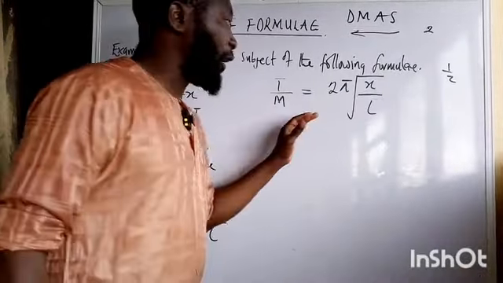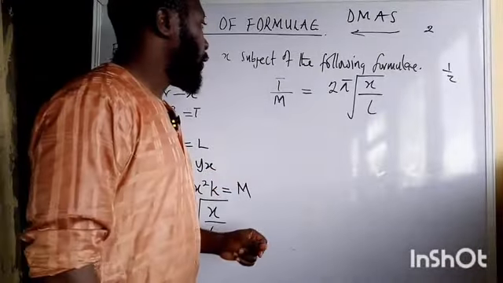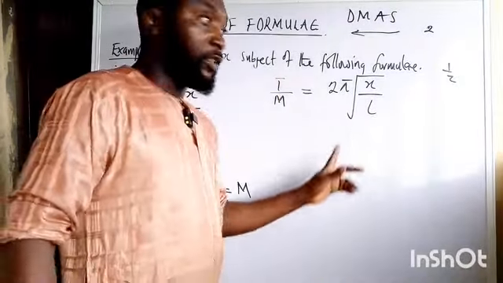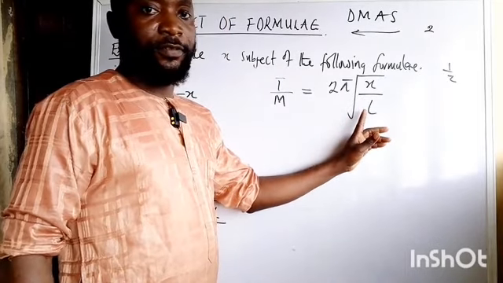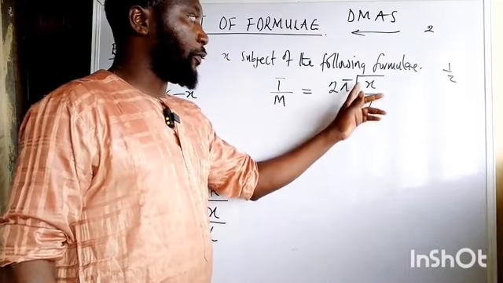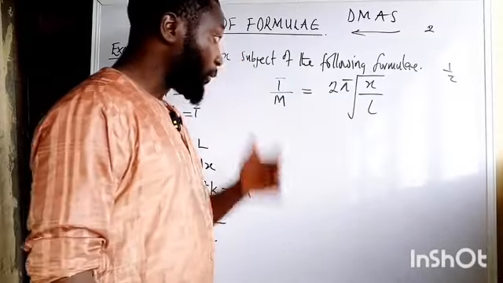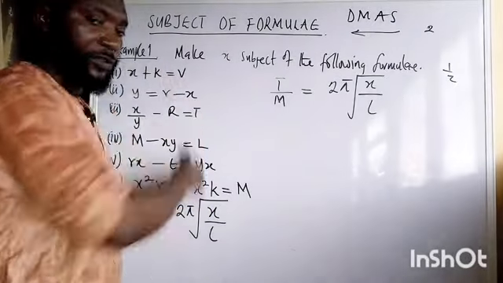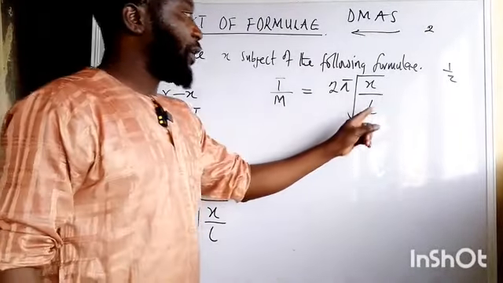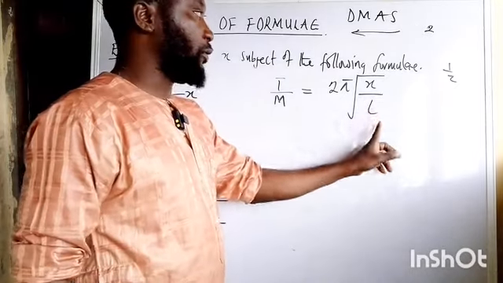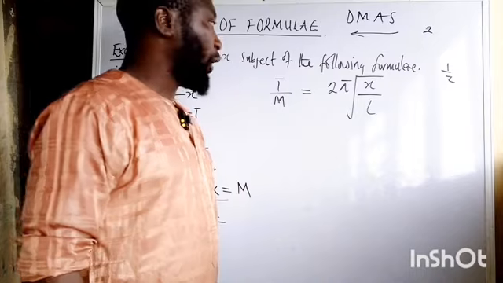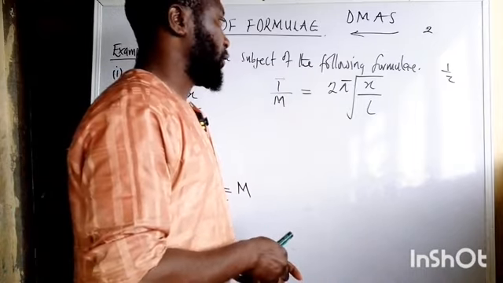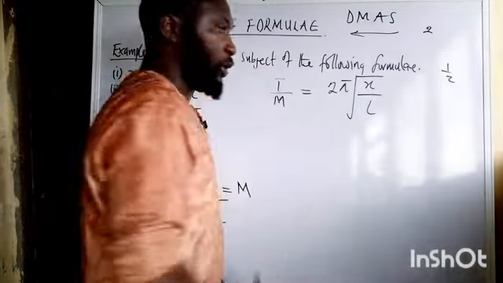So let's check the next one. Let's consider the last example here. We have T divided by m equals 2 pi square root of x over l. Now look at this example. Unlike all the previous examples, we can see that our x is inside the square root. So for this type of equation, what you need to do first is to remove the square root.